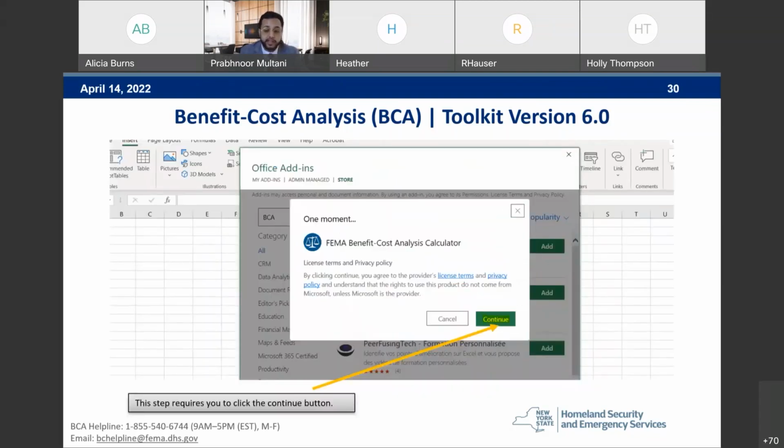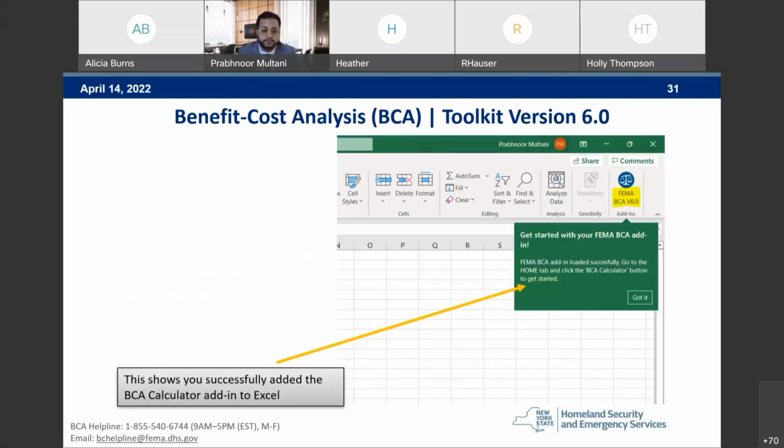Once you do that, click that green add-in button. It will ask you if you agree to the license terms and privacy policy. If you do, go ahead and click continue. Next slide, please. After clicking continue, you will now see the BCA v6.0 icon appear on your screen under add-ins. There will be a little green text box right under it saying Get Started. That means you have successfully added that calculator add-in into your Excel. Next slide, please.